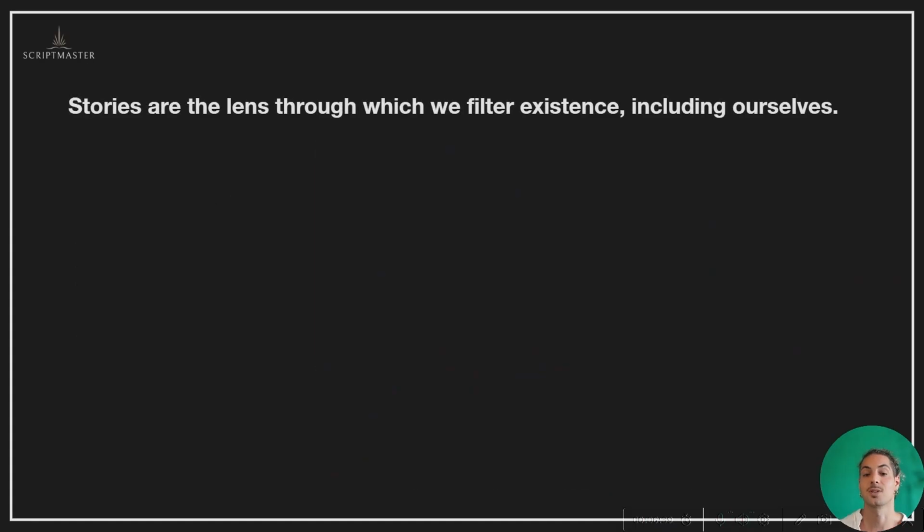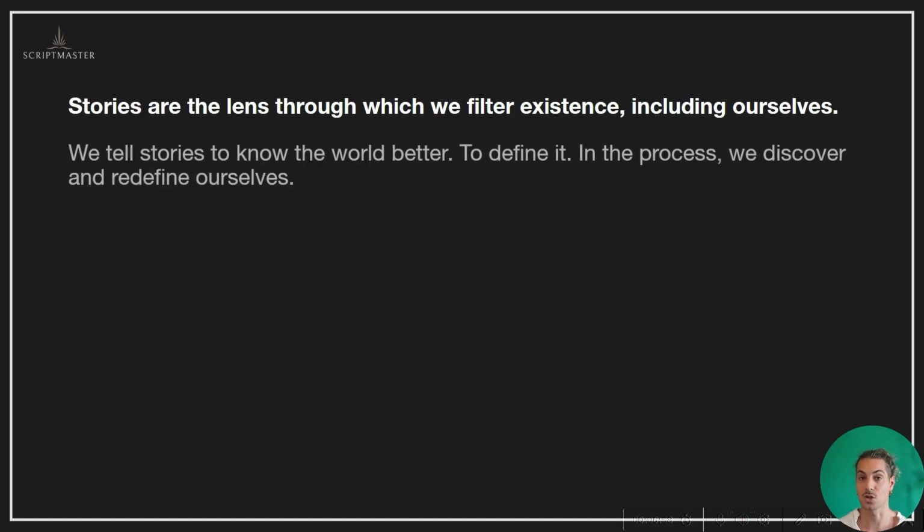Stories are the lens through which we filter existence, including ourselves. We're telling ourselves stories all the time. We tell stories to know the world better, to define it, so that in the process we get to discover and redefine ourselves. We hear a story, we see a story, or we watch a story, and perhaps we can relate to something the character's going through, or we wish to be able to relate to it, and we are therefore inspired to be more like the characters in those stories because they represent values, beliefs and actions, perceptions of thought and action that we want to have ourselves.